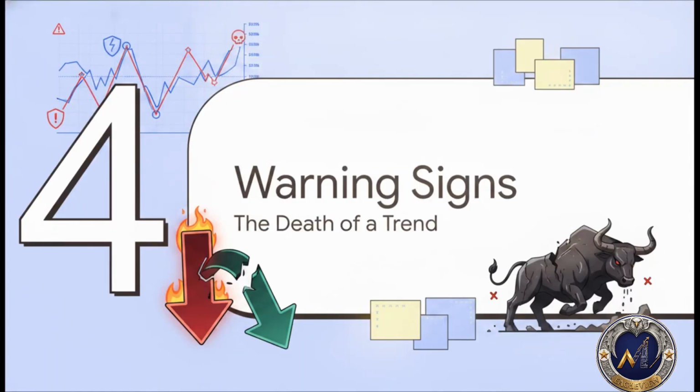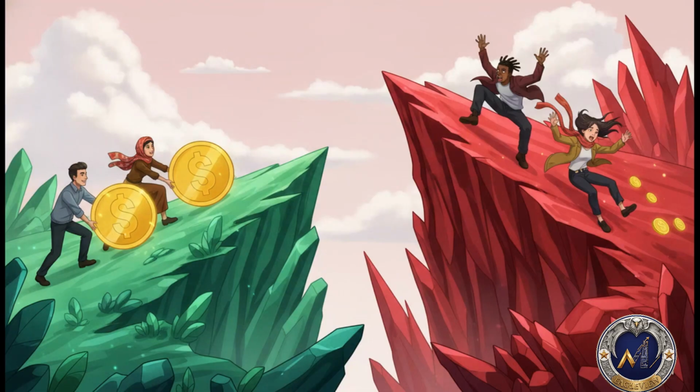Which brings us to our final and maybe most important part, Section 4, warning signs of reversal: the sudden death of a trend. Listen, to really understand market tops, you have to get this one fundamental psychological difference. Buying pressure is generally a slow, steady accumulation. It takes time to build an uptrend. But selling pressure, it hits much faster and infinitely harder.